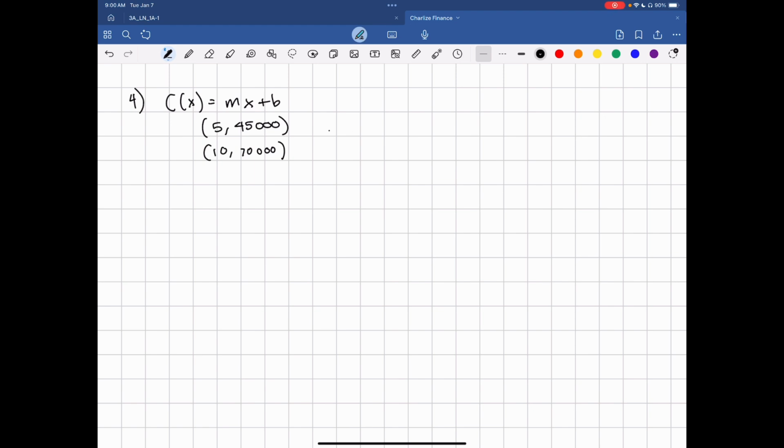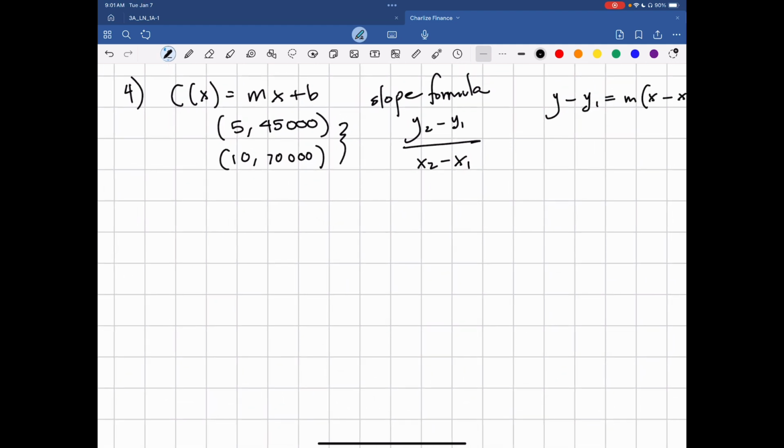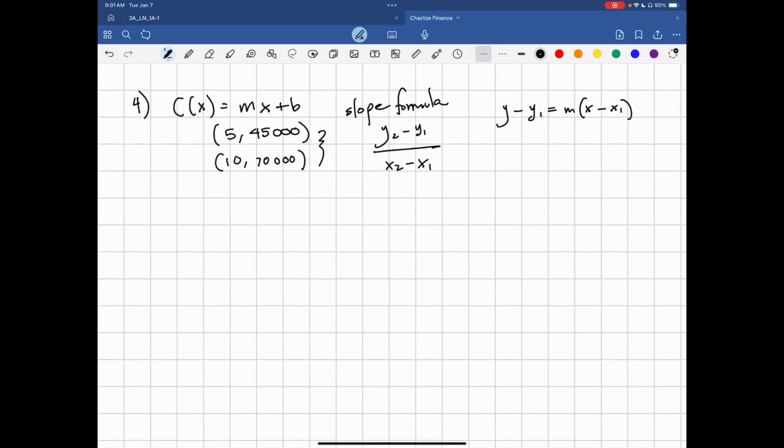You would use the slope formula, which is y2 minus y1 over x2 minus x1. And then you could use y equals mx plus b, but I would rather just use y minus y1 equals m times x minus x1 because it's just easier. It eventually simplifies down to this as well. I'll show you how.